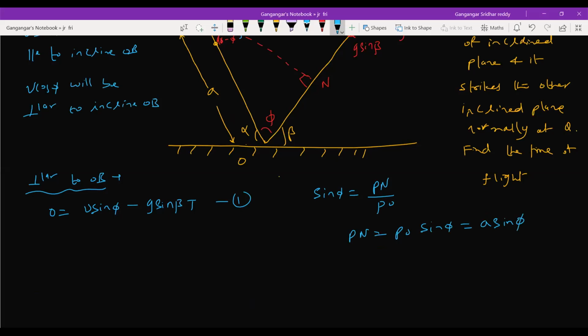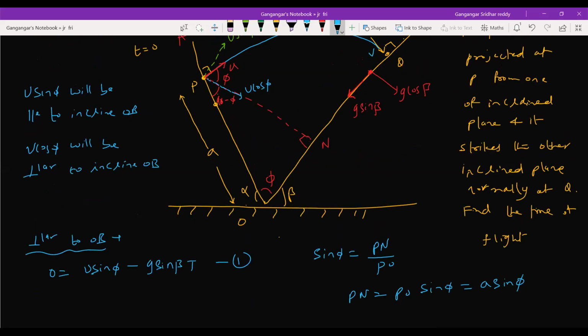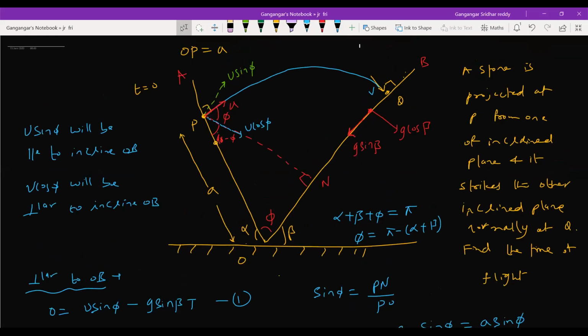Phi is what I assume, not given. Phi is what is assumed here. What will phi be? Alpha plus beta plus phi is equal to pi, no? It's an assumed one, it has to be eliminated again. What is PN? When the projectile moves from P to Q, the PN will become the range. Do you agree? As it moves from P to Q, the PN will become the range, no?